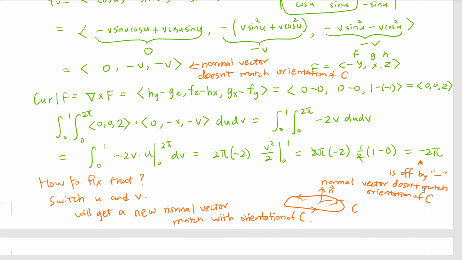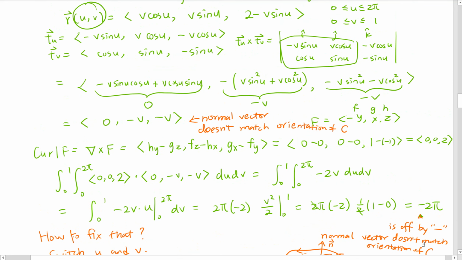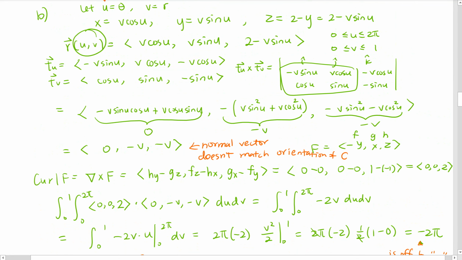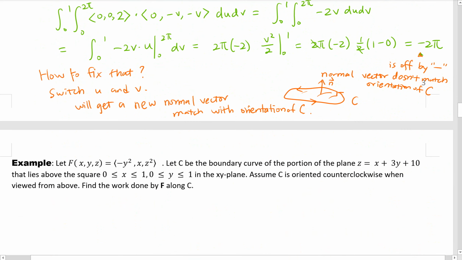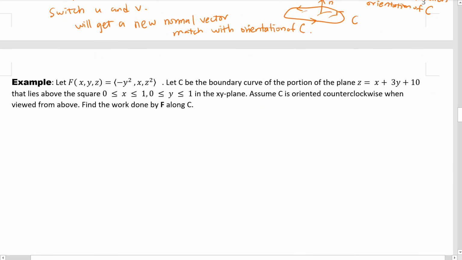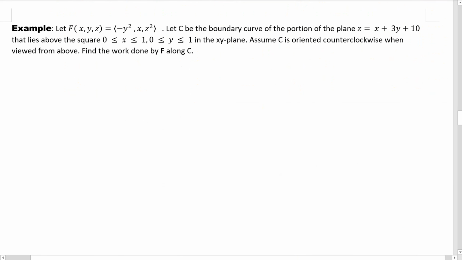Okay, but I really want to show you what happens if you choose a permutation that doesn't match the orientation. Okay, you will see the answer will be off by a negative. Okay, so this is a good example. And how to fix it is very easy. Just switch the U and V.